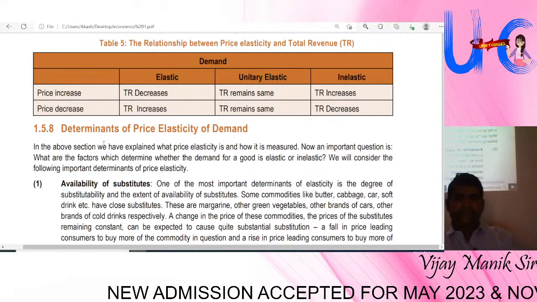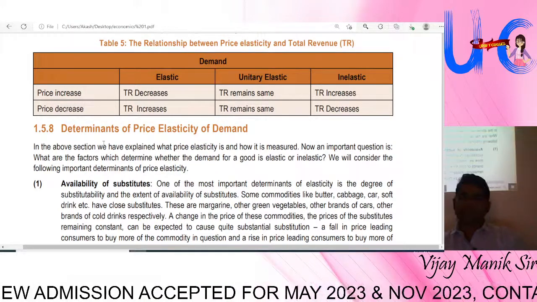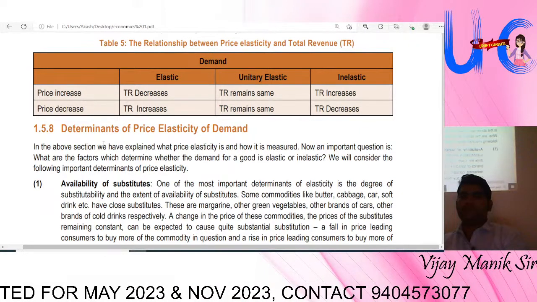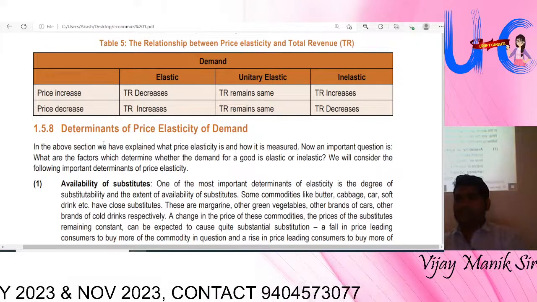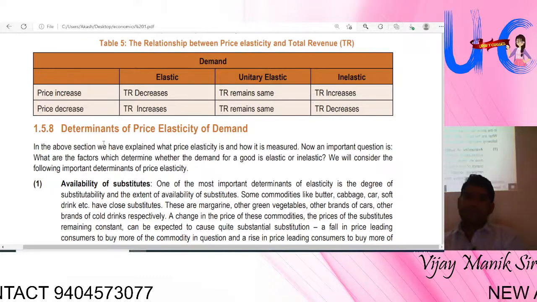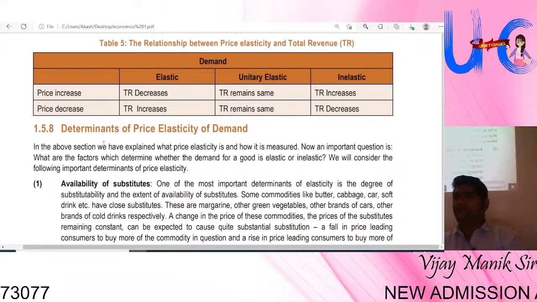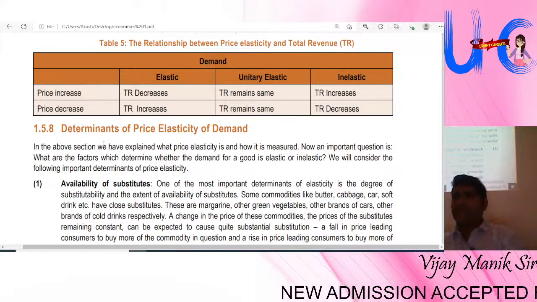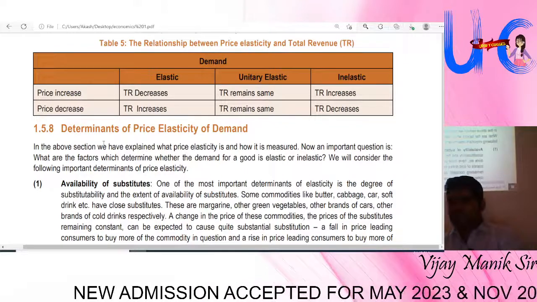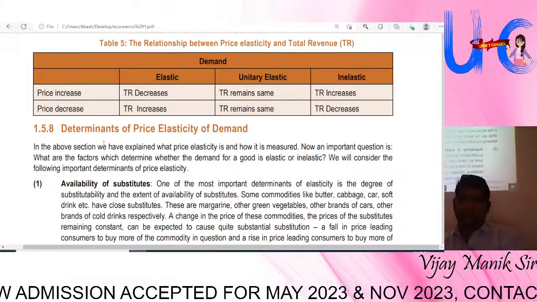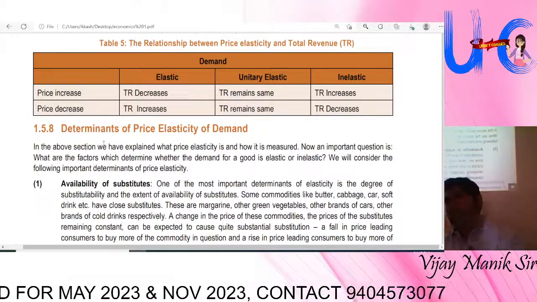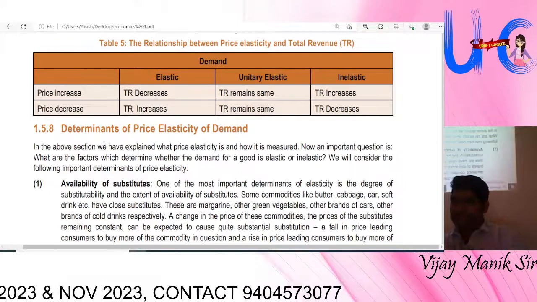Determinants of price elasticity of demand. So what is price elasticity? Simply we can say changes in the price is price elasticity, but the changes in the price for the demand of a particular commodity. The price has been decreased; whether that determines the demand increase or decrease. In this context we are going to learn.